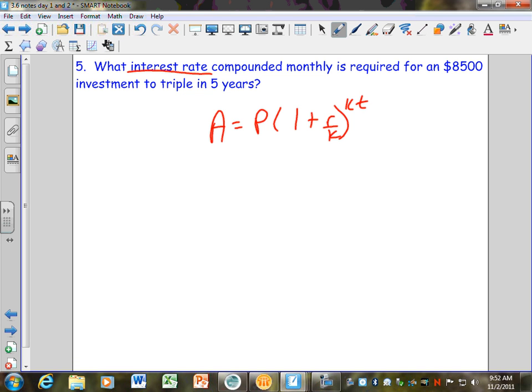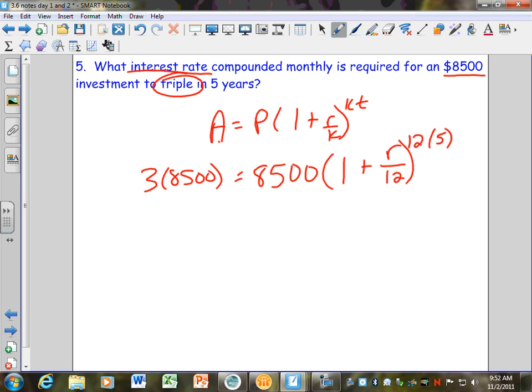So do we agree that P is 8,500? Yes? I don't know what the interest rate is. What is k in this problem? Monthly. And what is t in this problem? What is A in this problem? 3 times 8,500.